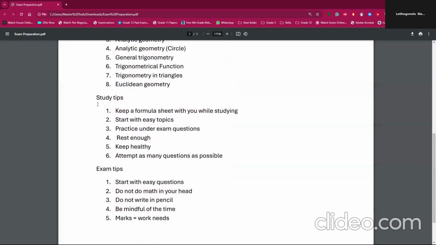Now, before we look at this, let's go over some study tips. What I like to tell my students is always keep a formula sheet with you while you're studying.